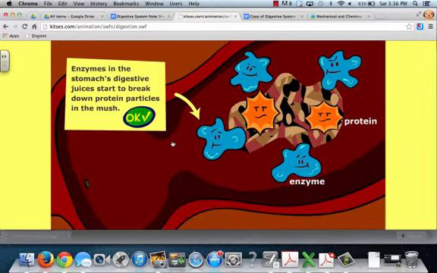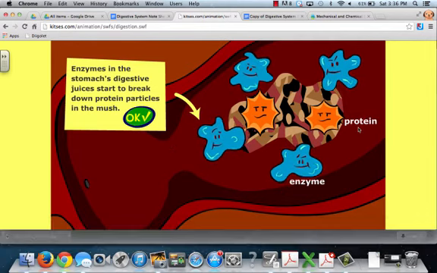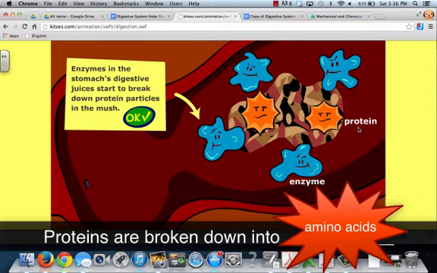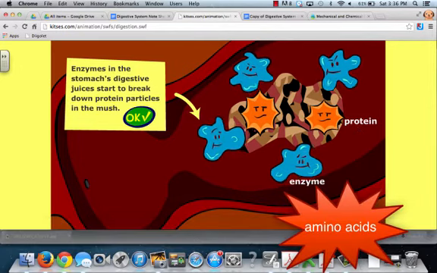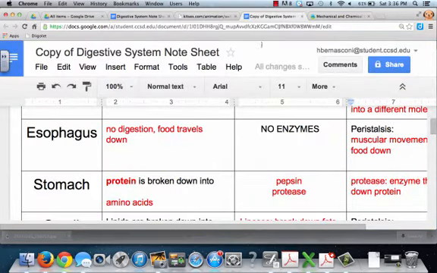All right, look here. Only proteins are broken down in the stomach. Proteins are very big. Okay, so do you remember what they're broken down into? Proteins are made up of, all right, so did you say amino acids? Because that's correct. This enzyme we're going to call pepsin. So let's go back to our sheet and say proteins are broken down into amino acids.